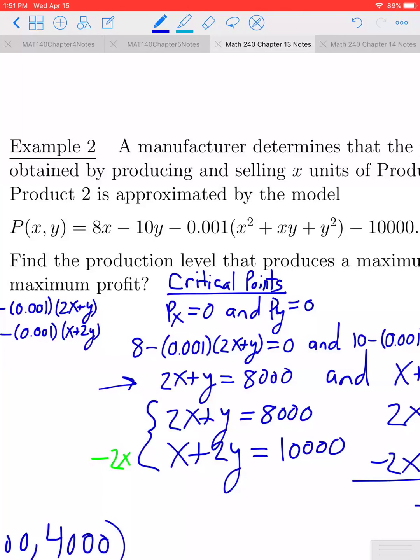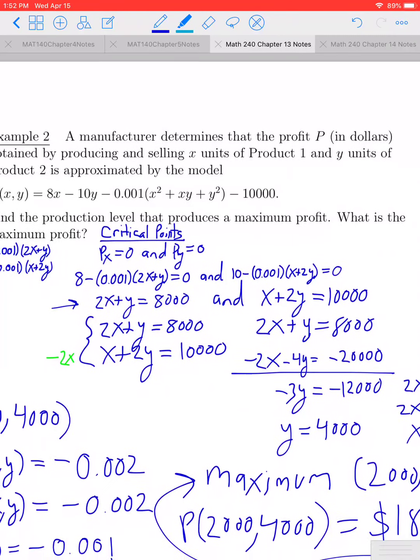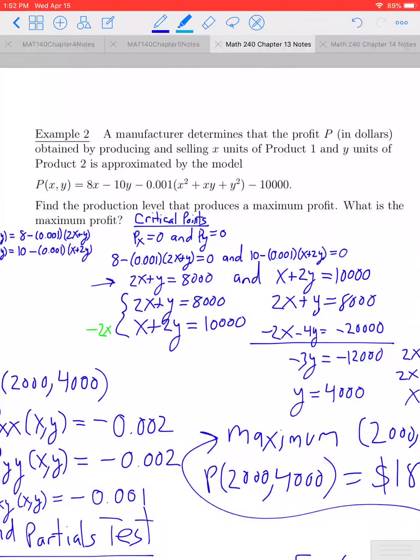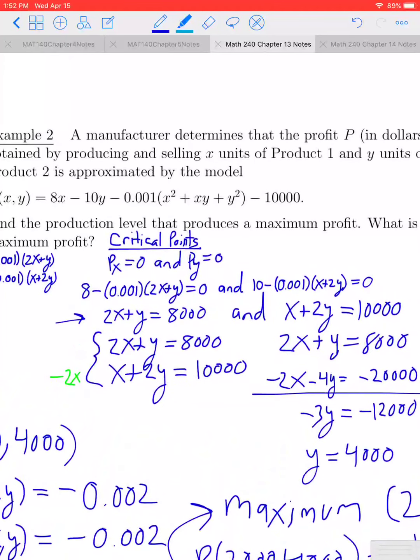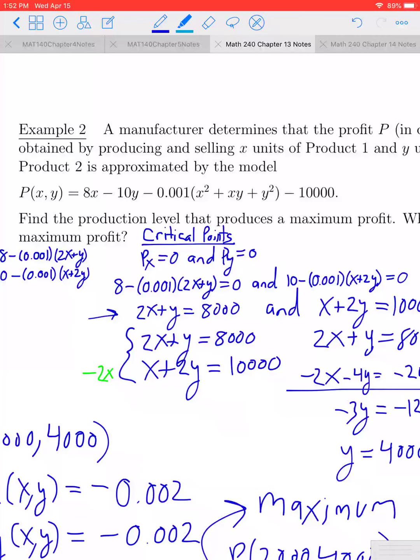Let's take a look at example 2 from section 13.9. In this example, suppose we have a manufacturer that wants to determine the profit P in dollars obtained by producing and selling X units of product 1 and Y units of product 2, where the profit is given by the following equation. The profit P of X and Y is equal to 8X minus 10Y minus 0.001 times the quantity X squared plus XY plus Y squared minus 10,000.